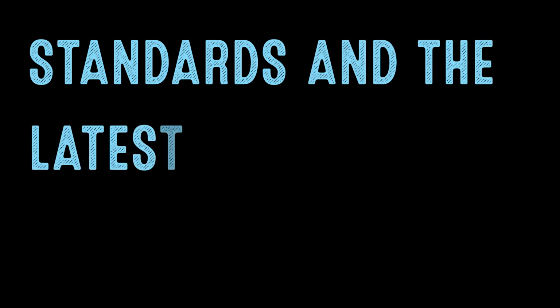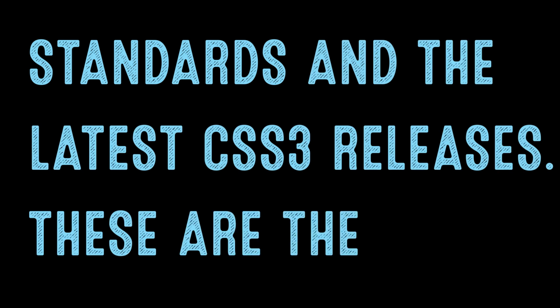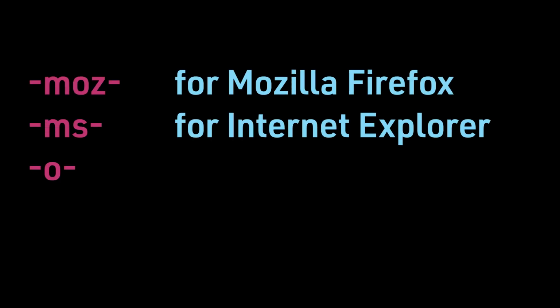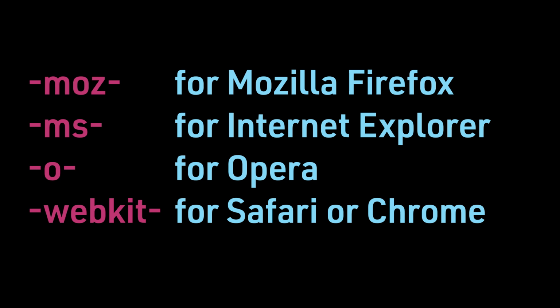Vendor prefixes are used to make sure to target particular browsers that may not yet be keeping up with W3C standards and the latest CSS3 releases. These are the vendor prefixes for the most popular browsers. -moz- for Mozilla Firefox, -ms- for Internet Explorer, -o- for Opera, -webkit- for Safari and Chrome.